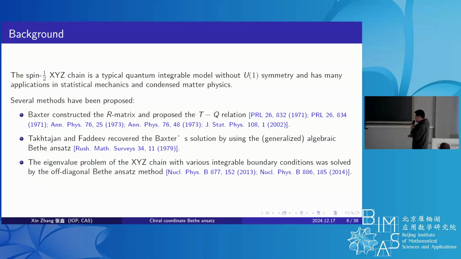In the off-diagonal Bethe ansatz, we do not need reference states, and we do not need to construct the Bethe state. We just diagonalize the transfer matrix directly without using any reference states.